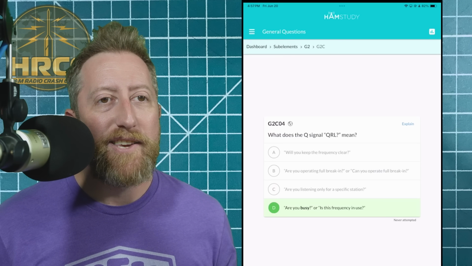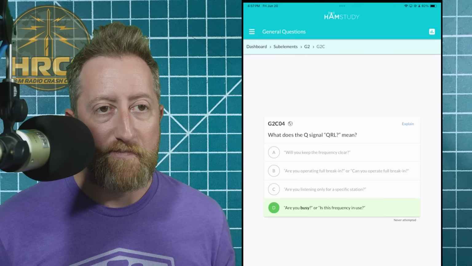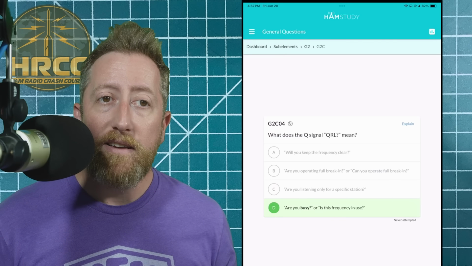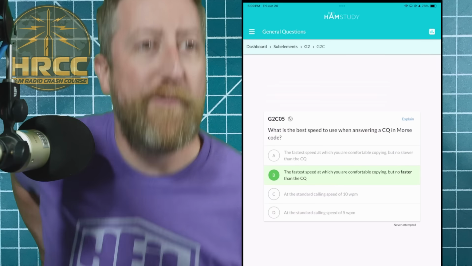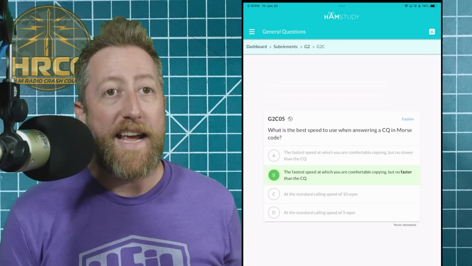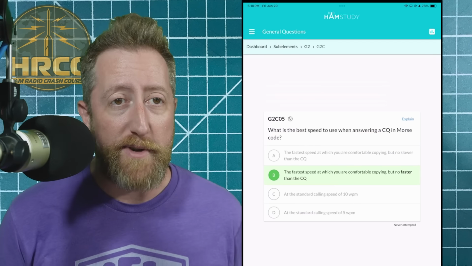Item 4, what does the Q signal QRL mean? D, are you busy? Or is this frequency in use? QRL. Question 5. What is the best speed to use when answering a CQ in Morse code?